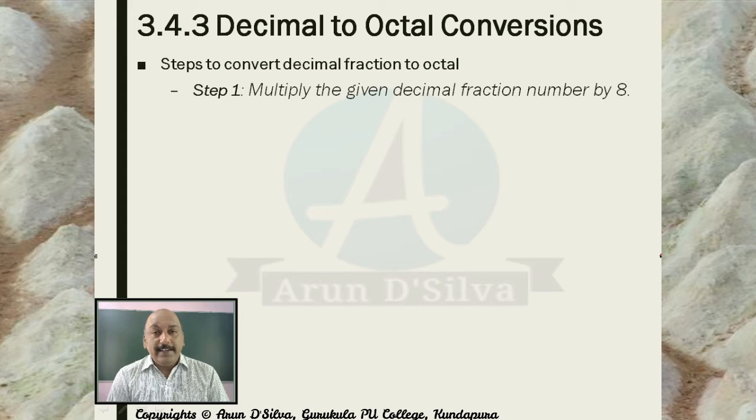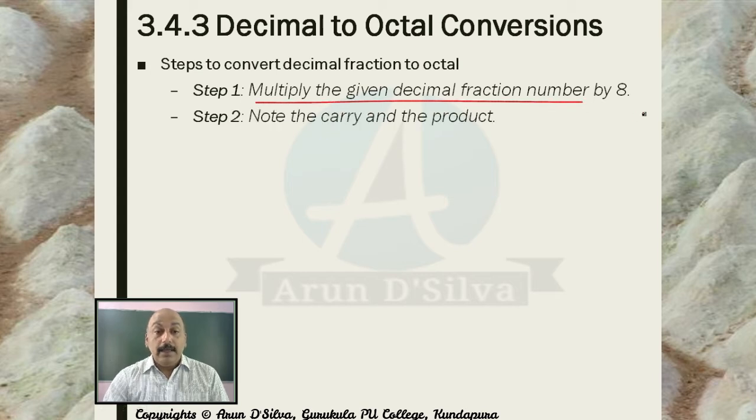Now the fractional part is converted to octal. We already saw it in binary, no? It is the same procedure. The only difference is that there we used 2, and here we are using 8. Why are we using 8? Because the base of this number system is 8. So the first step says to multiply the given decimal fraction number by 8, and note the carry and the product.